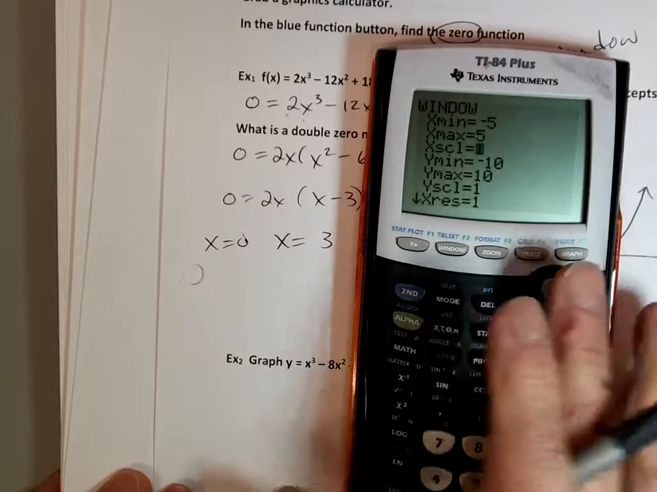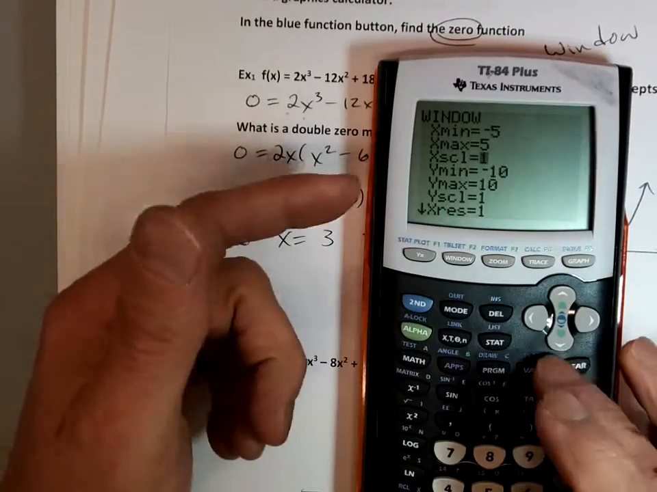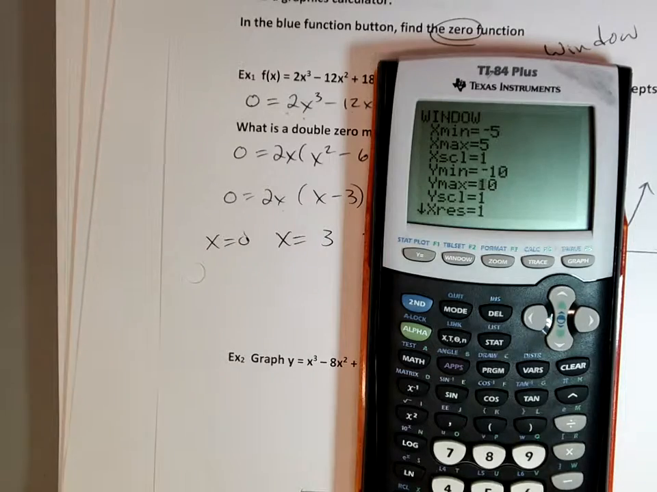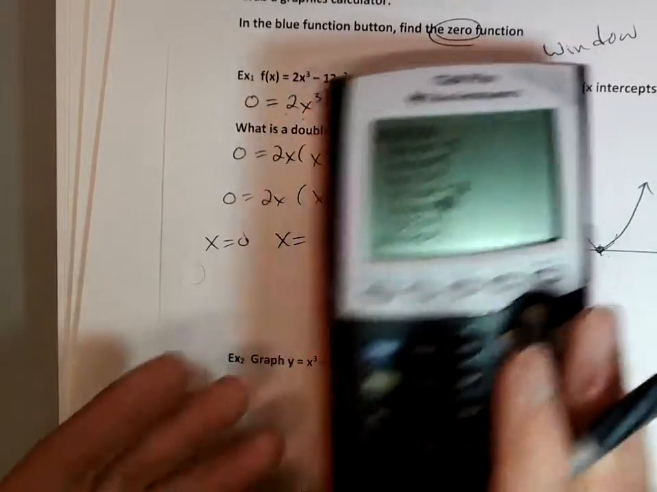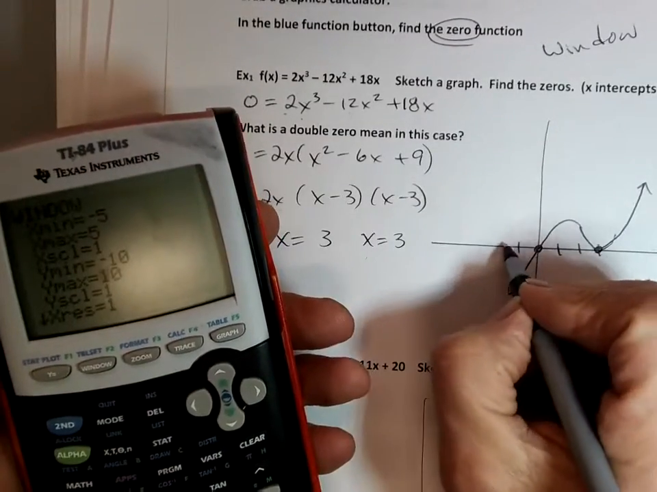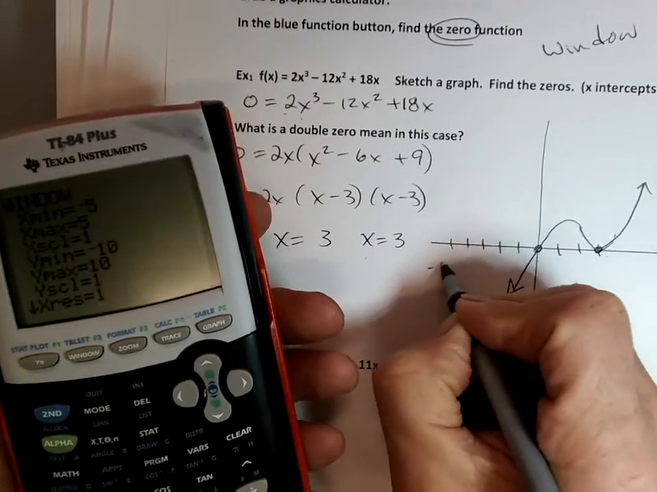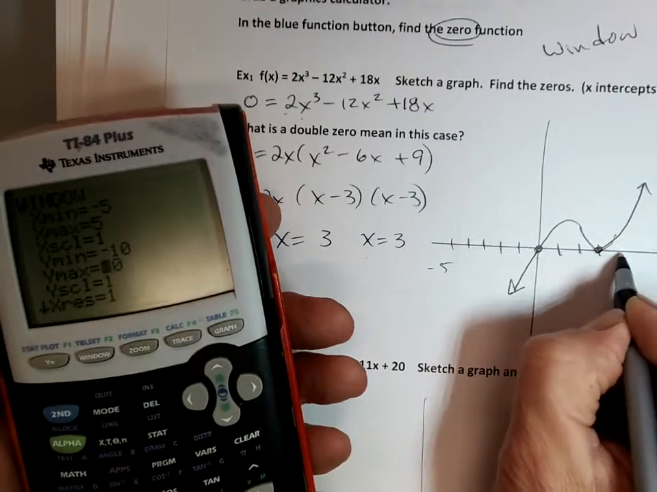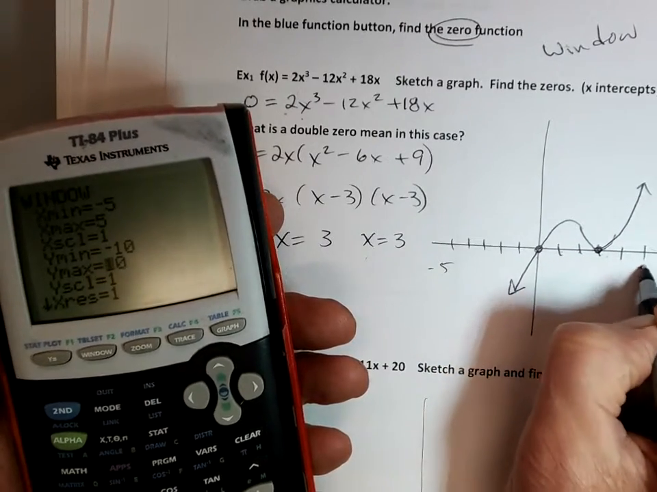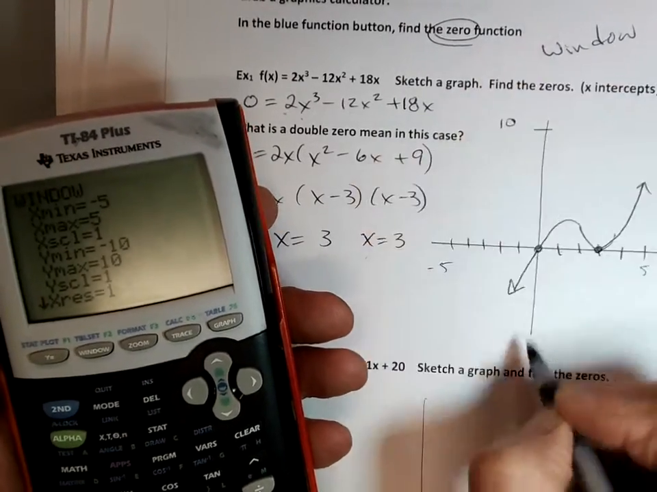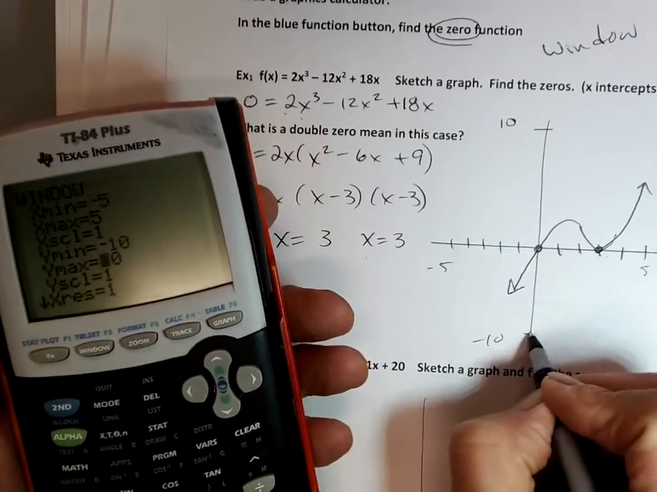The height. I'm not sure what the heights are, but if I stick to negative 10 to 10 on my y's, I'll get a pretty good idea. If I need to stretch it out, I can change my window, okay? So the window I have right now is from negative 5 to 5, and up to 10 and negative 10, right? So let's plug it in.